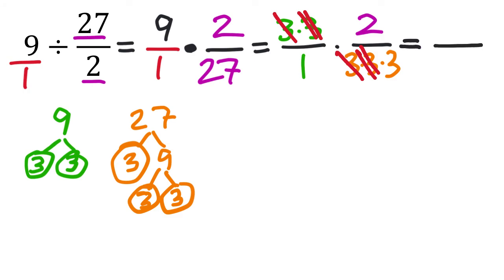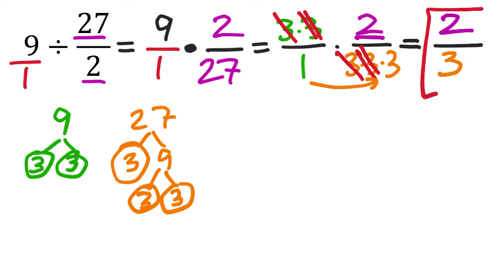And so what am I left with? I got the 2 in the numerator, so it'll stay in the numerator. In the denominator, I have 1 times 3, which is just 3. So this looks like it's our final answer, 2/3.